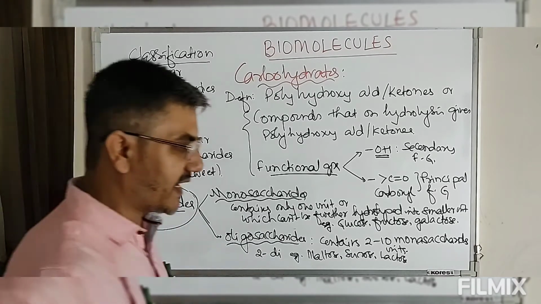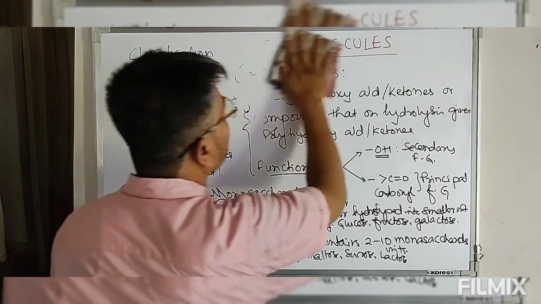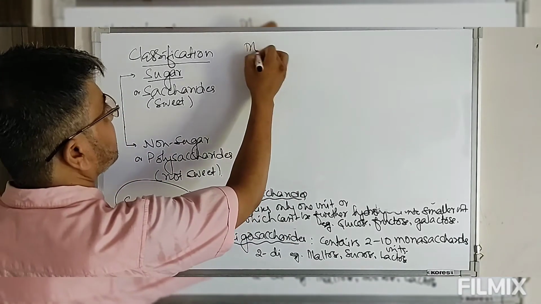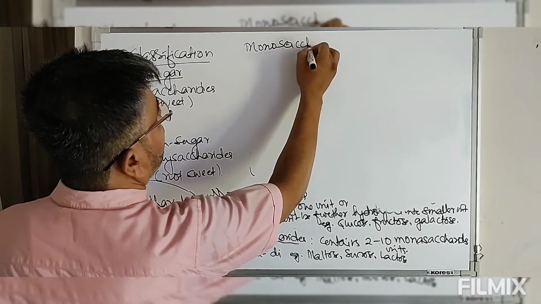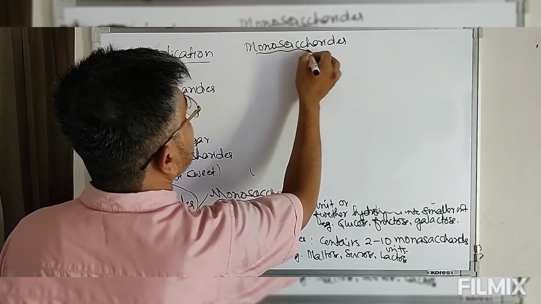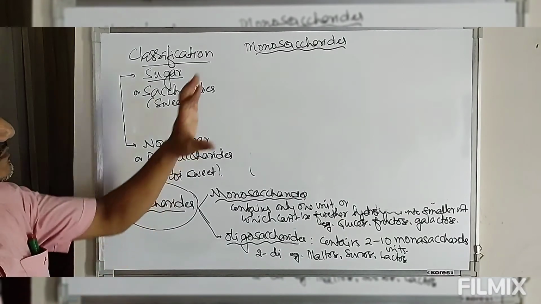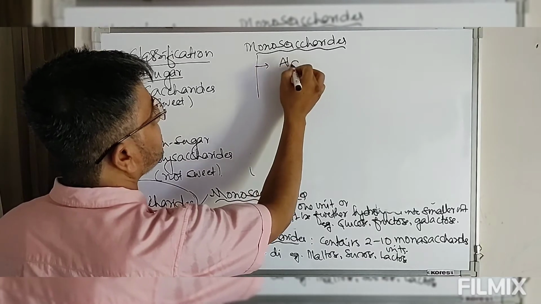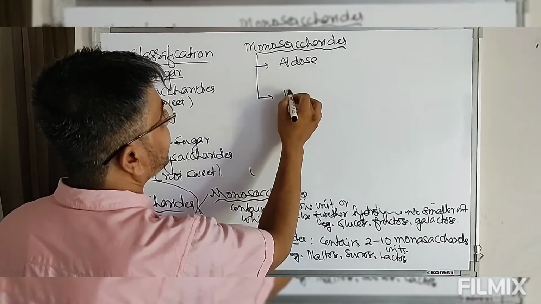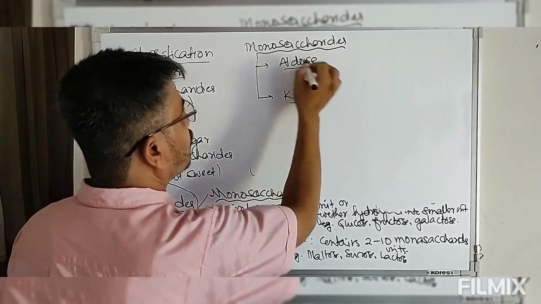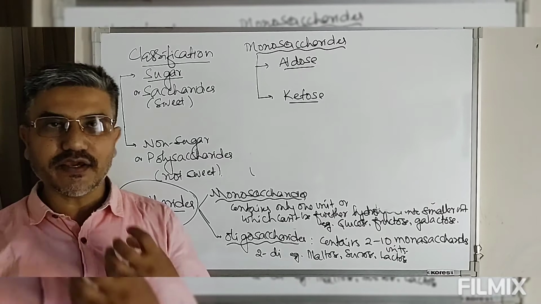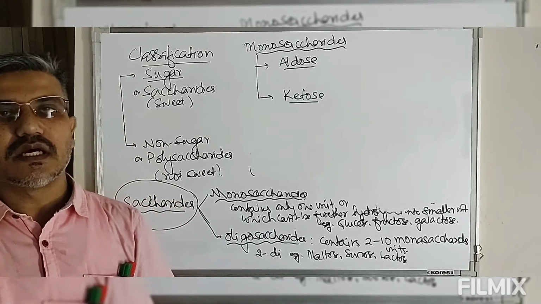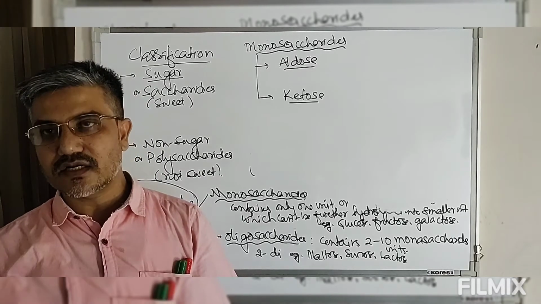Now these monosaccharides are further subclassified into various forms. These monosaccharides can be classified into aldose or ketose. Those monosaccharides are known as aldose if the principal functional group is aldehyde group. If the principal functional group is ketonic group, those monosaccharides are known as ketose.